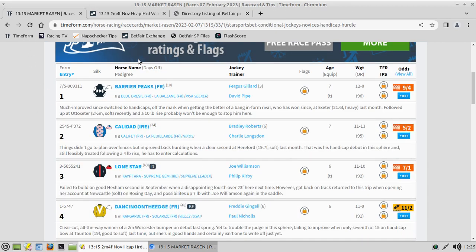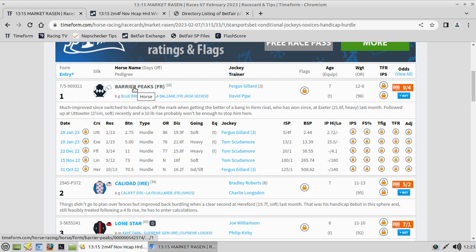So if we go back to the first page here, just hover over each runner in turn, look down the corresponding 2 columns and check to see if there are significant drops in price for all of its races. And you can see for Barrier Peaks, it has dropped significantly in price in its last 5 races.